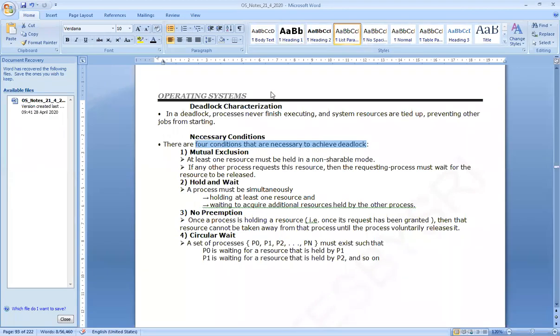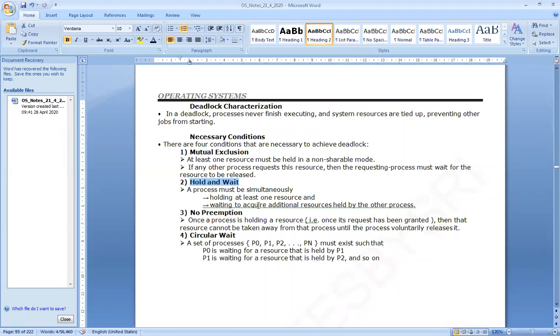The next one is hold and wait. As the name says, hold and wait. We are holding a resource and waiting for one more resource. Our process is holding a resource and is waiting for one more resource. This can also lead to a deadlock situation. This is the second condition, which becomes a necessary condition for a deadlock situation. What does hold and wait mean?